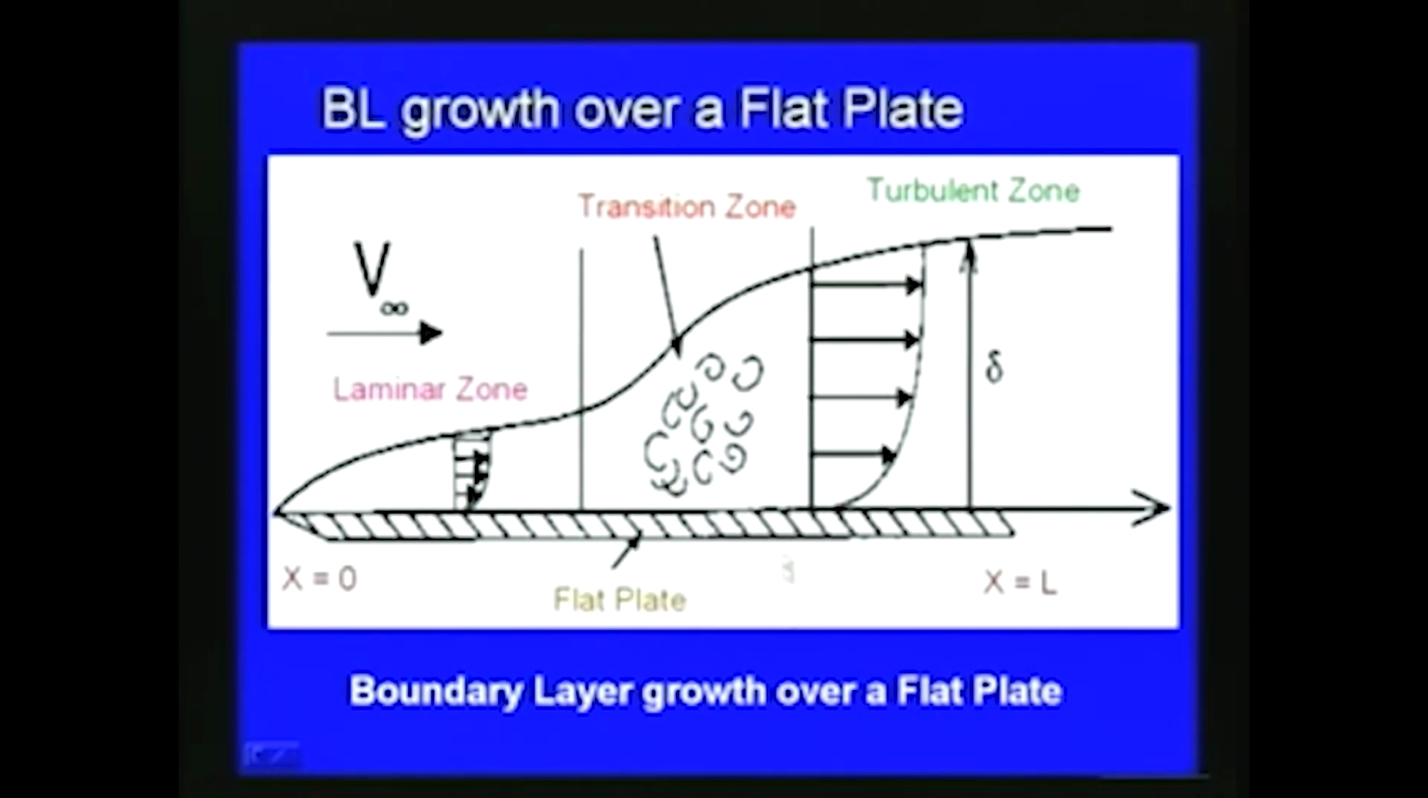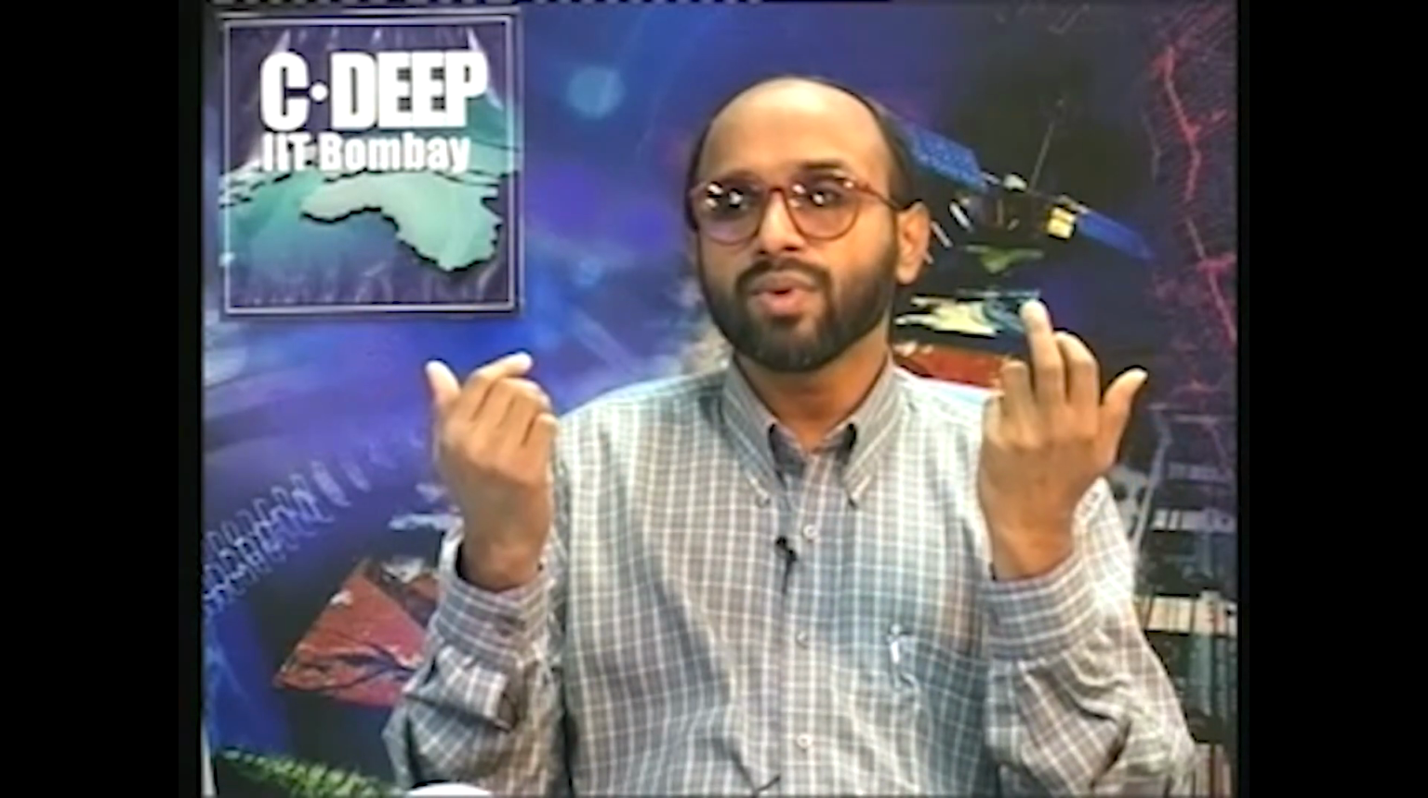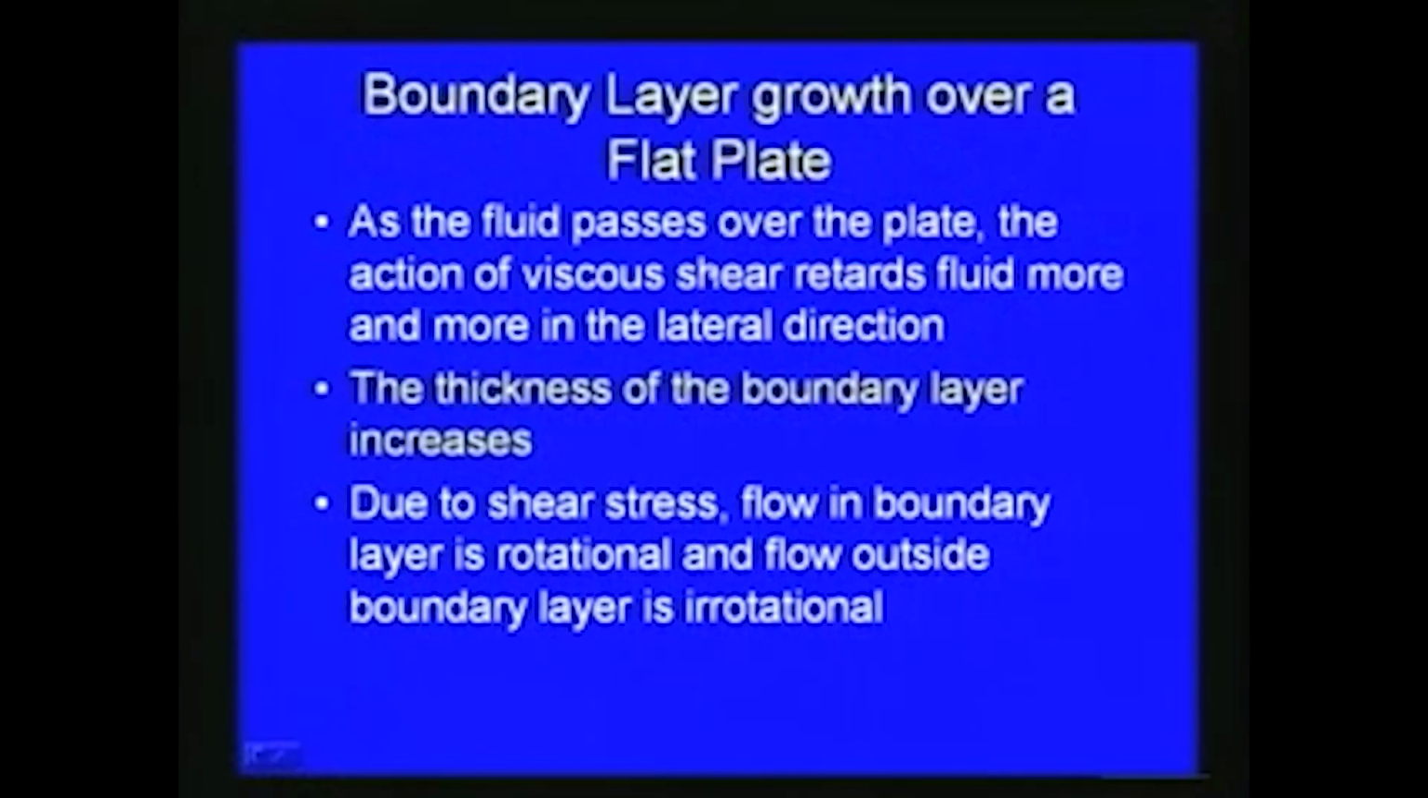Now, this typical case we will be considering here to define various parameters. As we have already seen, as the fluid passes over the plate, the action of the viscous shear retards the fluid, such that the fluid velocity is reduced in the lateral direction, and then the thickness of the boundary layer increases.